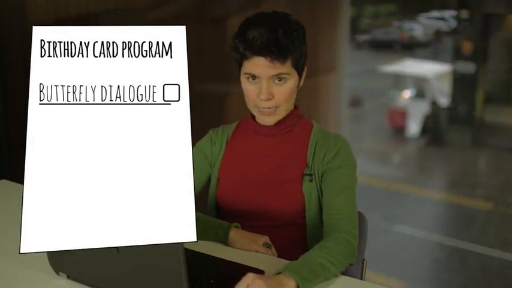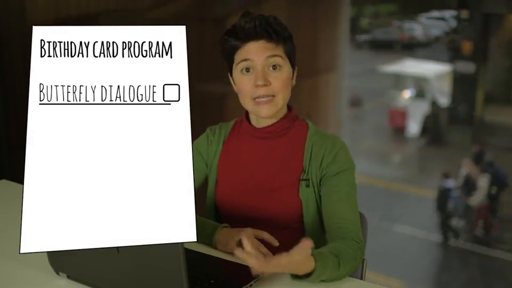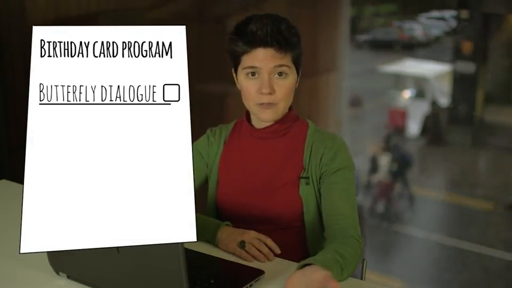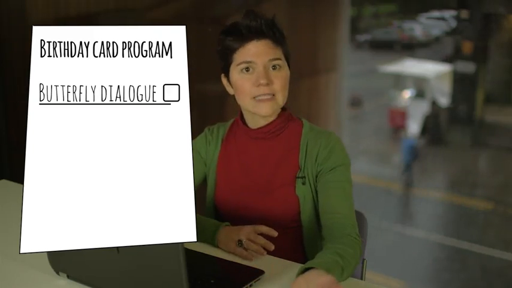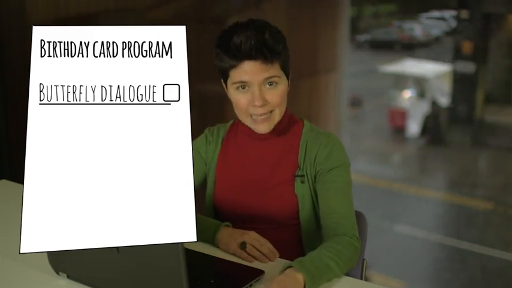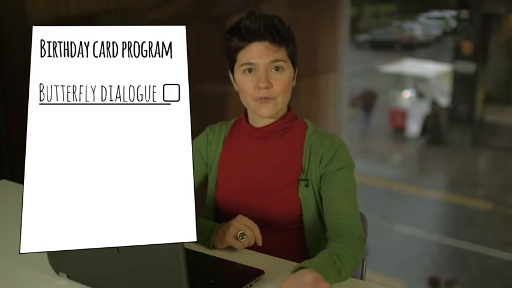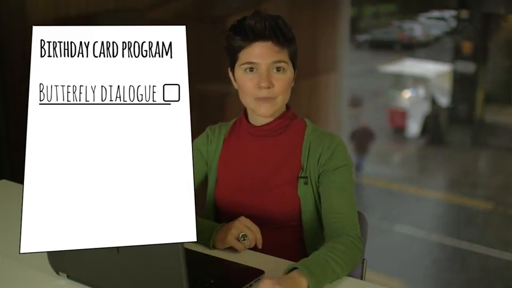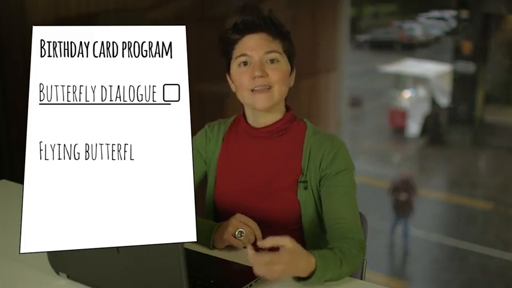There are quite a few things to program here, so we'll break this program into smaller parts, which we'll tackle one after the other. Let's look at the behavior of the butterfly. There are two important aspects. First, it interacts with the user to ask a question, repeat his or her answer, and say a few more things. Second, it is flying during the entire program. I've named these two aspects butterfly dialogue and flying butterfly respectively.